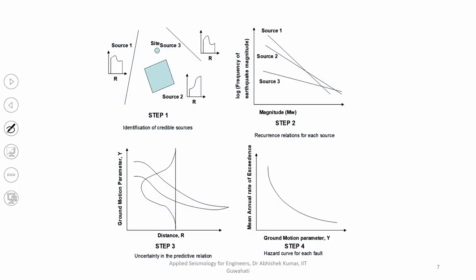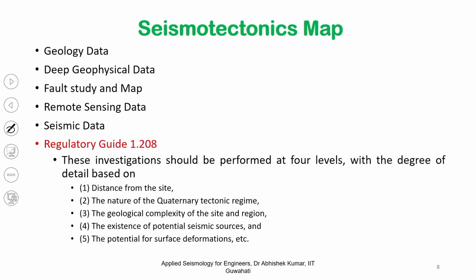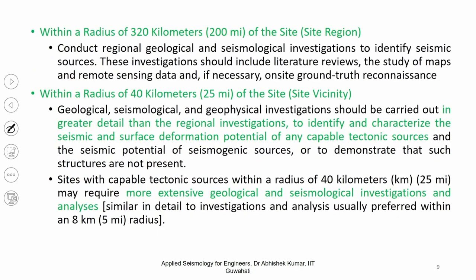So, these are the steps which we have already discussed earlier. We have discussed this also, that the seismotectonic map will take into account the geological data, geophysical information, past seismic data, and also the seismic source information, and then accordingly we can develop the seismotectonic map of a particular region. Again, depending upon your site, we can take into consideration a radial distance within which we have to find out more information about geological and seismological properties of a particular site or a particular region of interest.